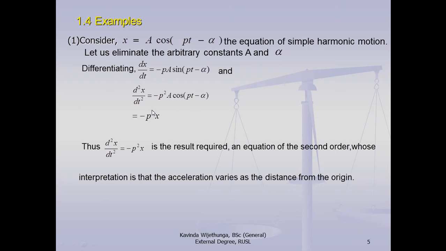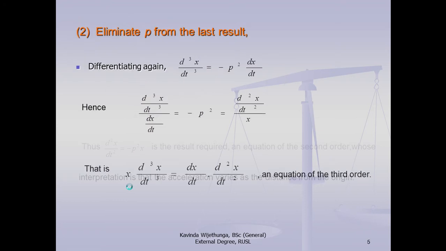If we eliminate this a and b, we get the differential equation d squared x over dt squared plus p squared x equals 0, which is the result required, an equation of the second order whose interpretation is that the acceleration varies as the distance from the origin. Right, then the next question is, eliminate p from the last result.